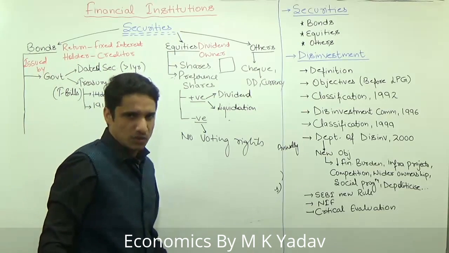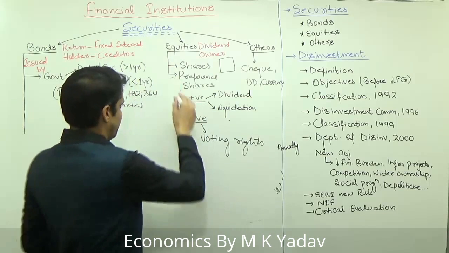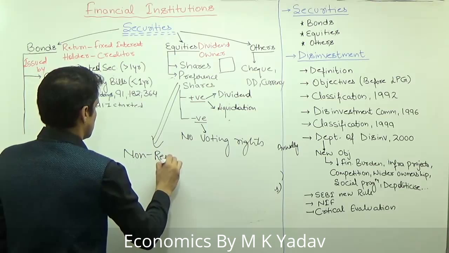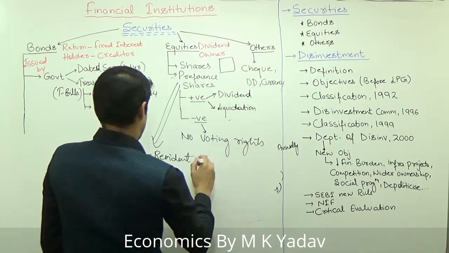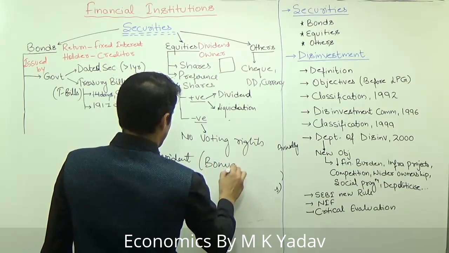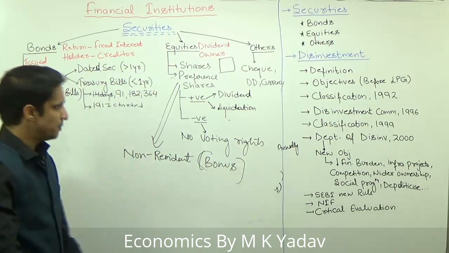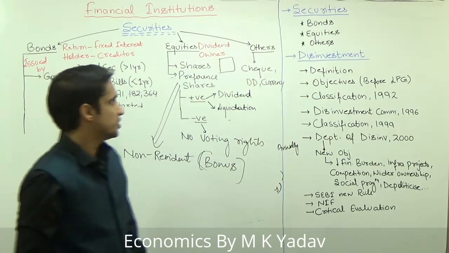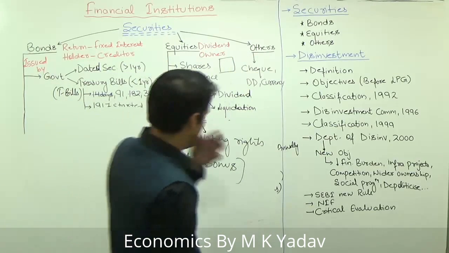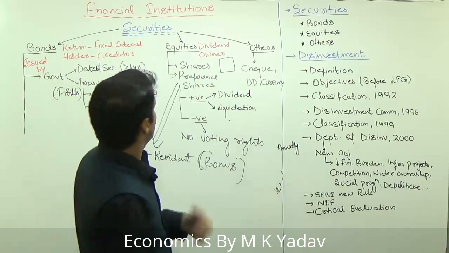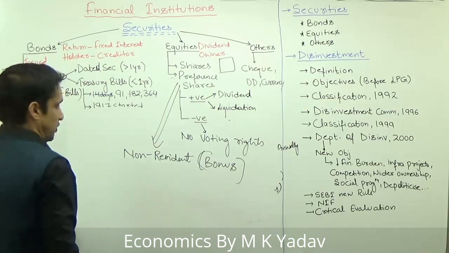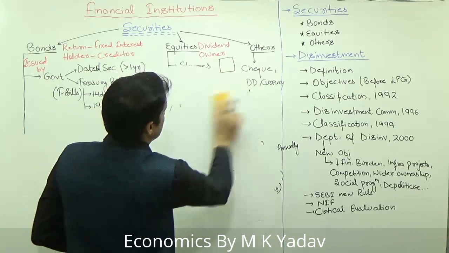And recently RBI allowed the companies to issue preference shares for non-resident deposits. And that too in the form of bonus. So bonus shares can be issued to non-resident people in the form of preference shares. And the other securities, they're like check, we have demand draft, we have currency. So this is what the broad things which are related from exam perspective, which are related to securities. The next topic is disinvestment.